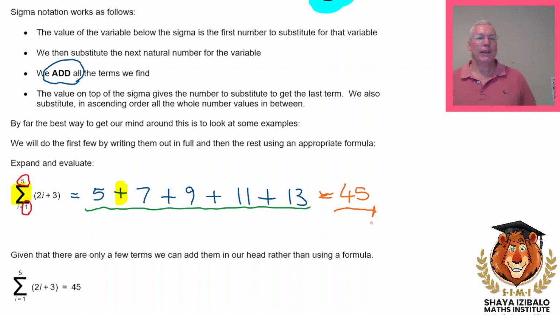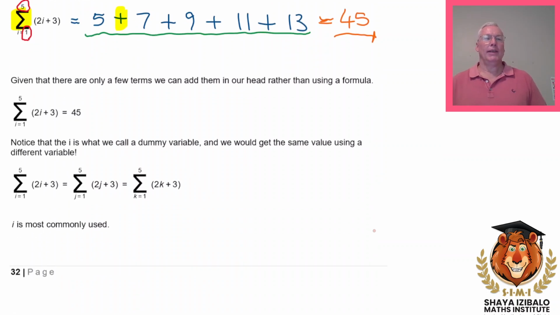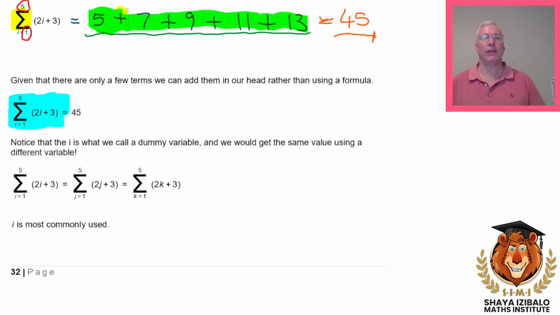So let's do another one. Sorry, this is not another one yet. What we're saying here is that the answer to this series is 45. What this is, is a shorthand, a shortcut, a short way of writing all of this. So that's all sigma notation is. Kind of a shortcut for us.